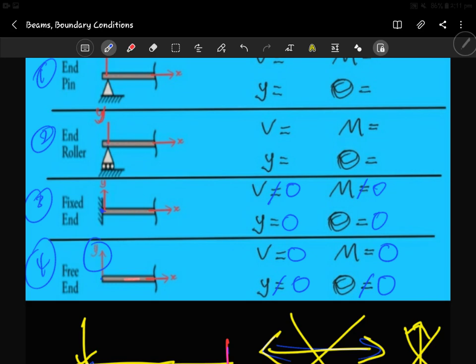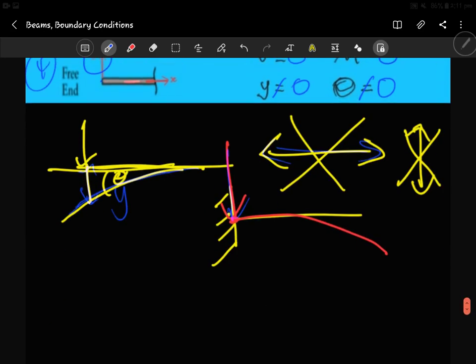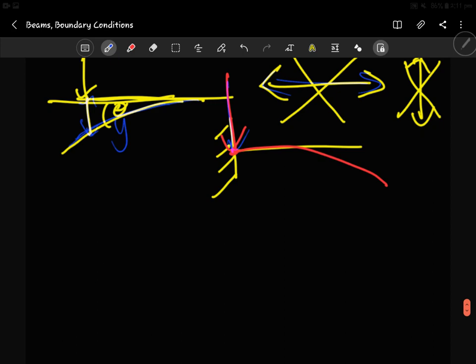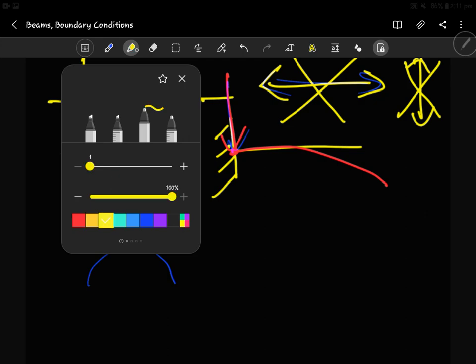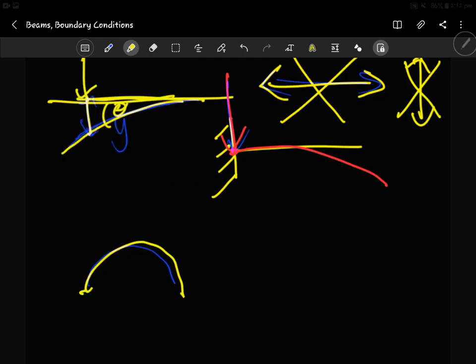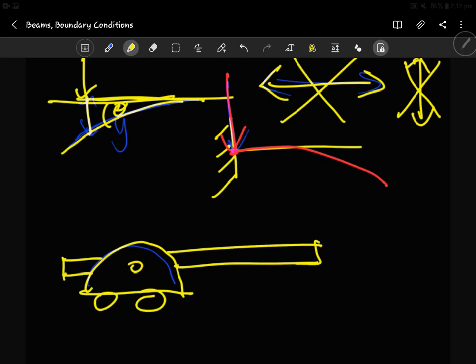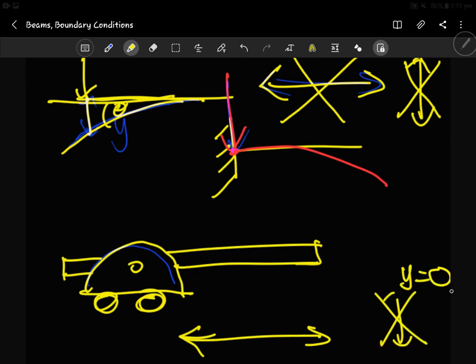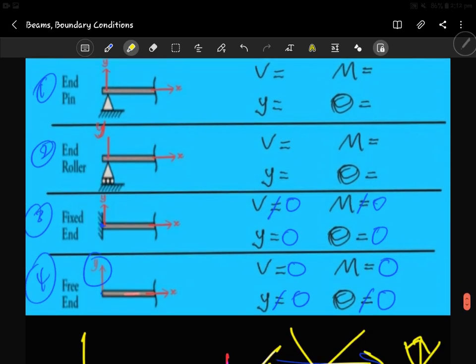Okay, now move to the end roller condition. Let's see, roller is something of this sort, and then we have this, and let's say the beam is somewhere here. Because of these ones here, it allows the beam to move in this direction, but up and down is not allowed, right? Definitely you can see that the deflection is 0. So that's for the end roller.